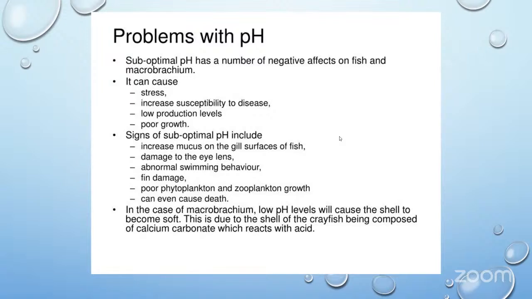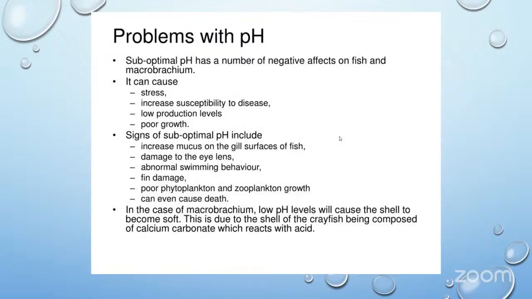It can cause stress, increase susceptibility to disease, low production levels, and poor growth. Signs of suboptimal pH include increased mucus on the gill surfaces of fish, damage to the gills, abnormal swimming behavior, fin damage, poor phytoplankton and zooplankton growth. It can even cause death.